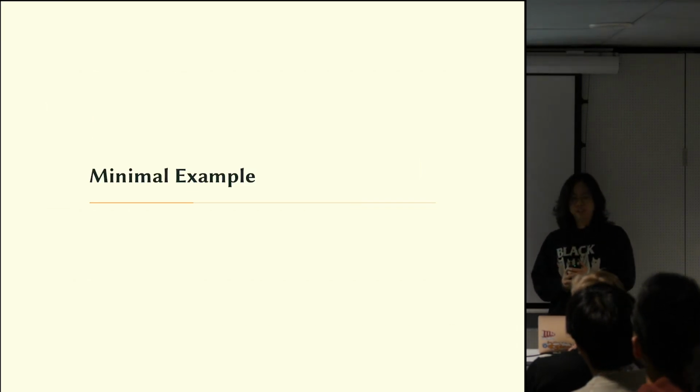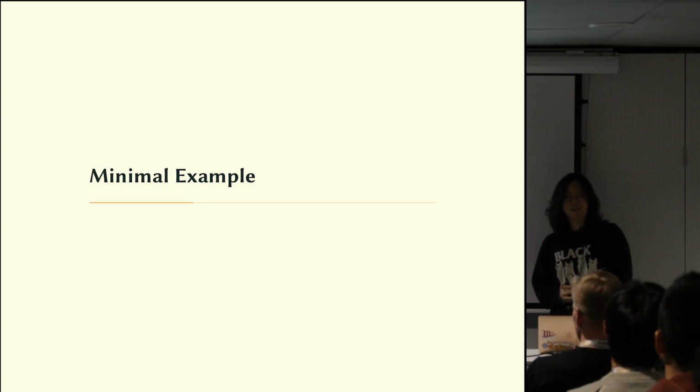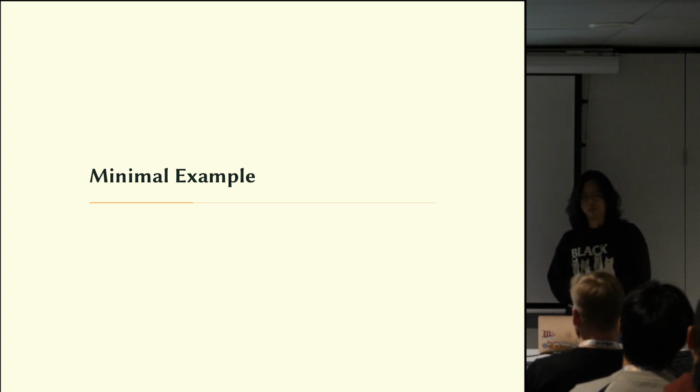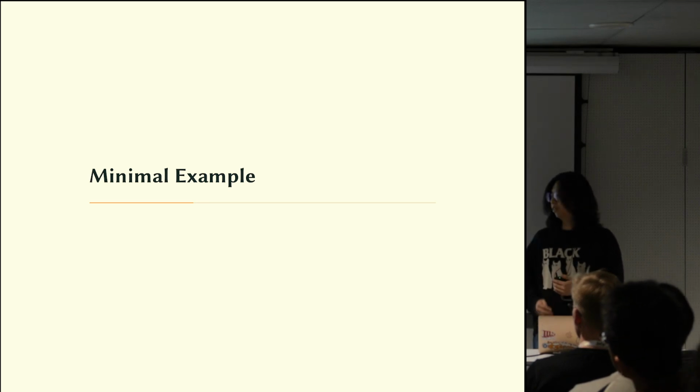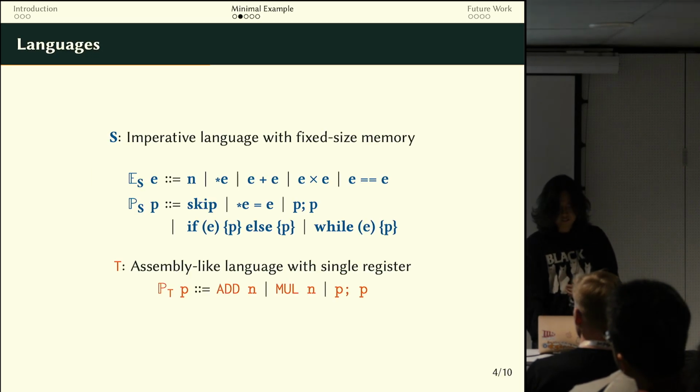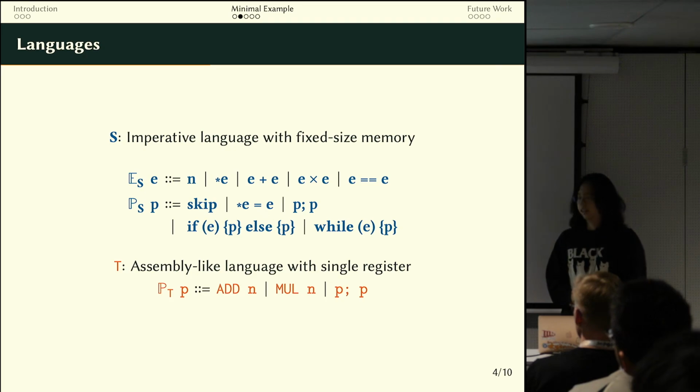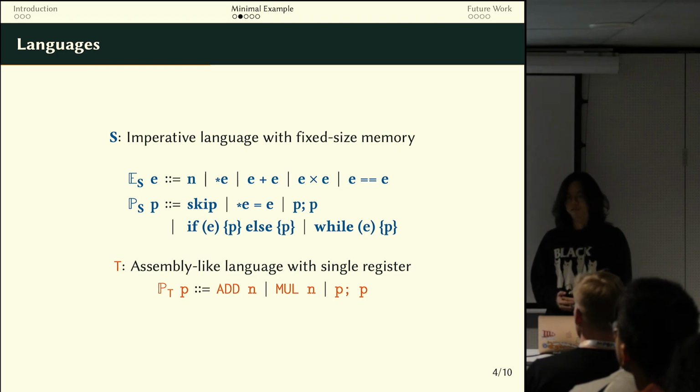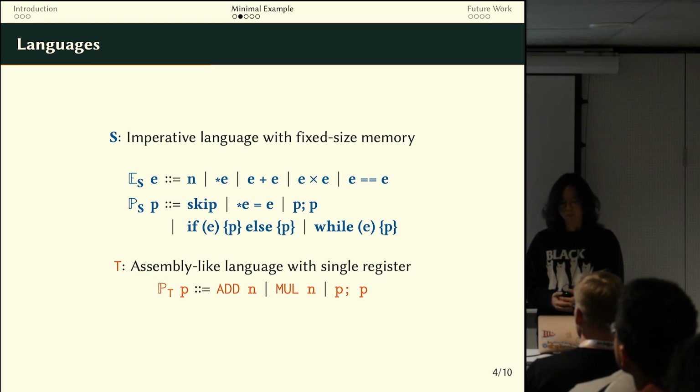Now the more interesting question would be, what does the resulting abstract interpreter look like? I'm going to demonstrate it using small languages. Here we use an imperative language with fixed-size memory for S, and for T we use a very tiny assembly-like language with a single register and two instructions, which are addition and multiplication.